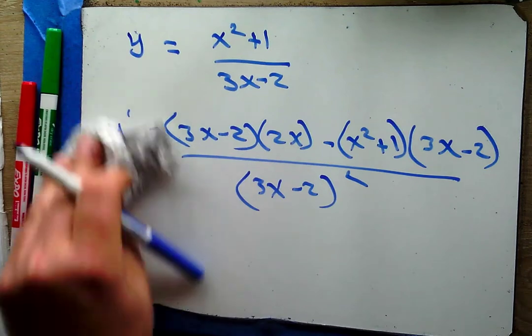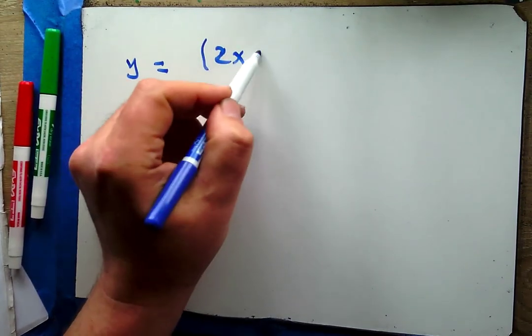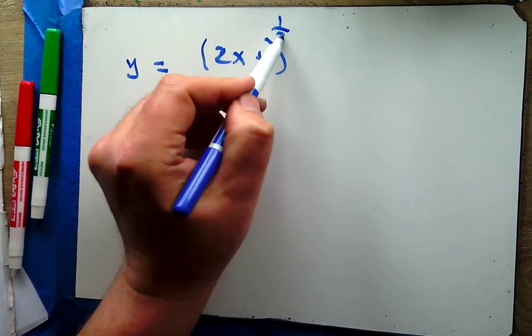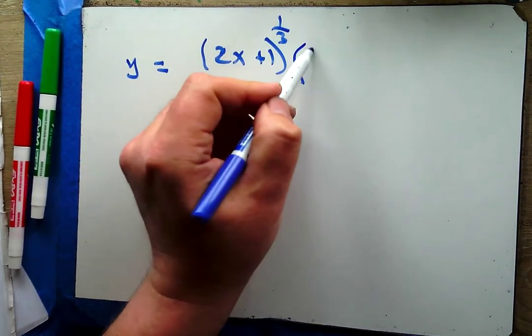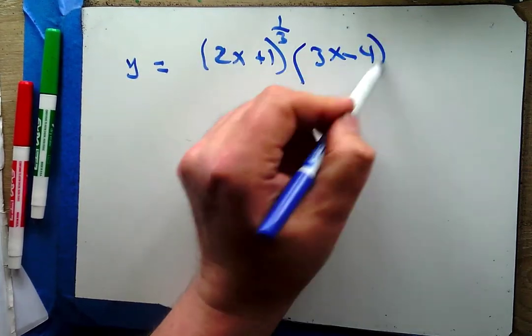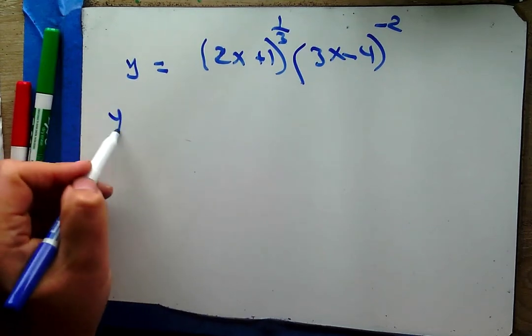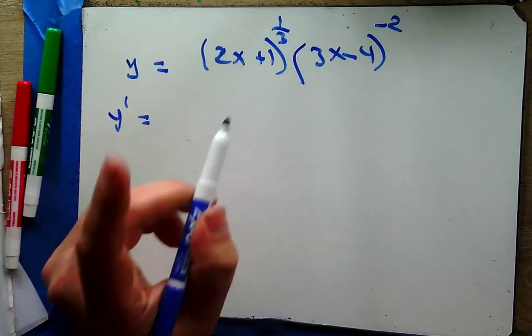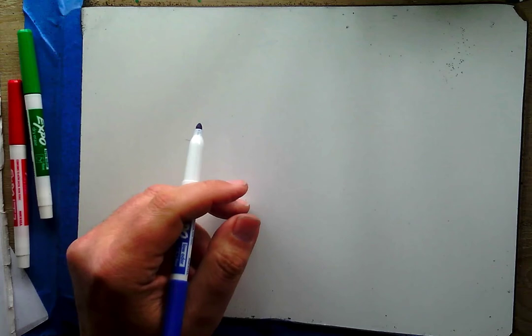Hey, what about this one? y equals 2x plus 1 to the 1/3 times 3x minus 4 to the negative 2. Please find y prime. Okay, so, oh no, we can't do these yet. That's why. Never mind, take it back. Not until chapter 4. I know you're wondering, what was it about those problems? You'll see in chapter 4.